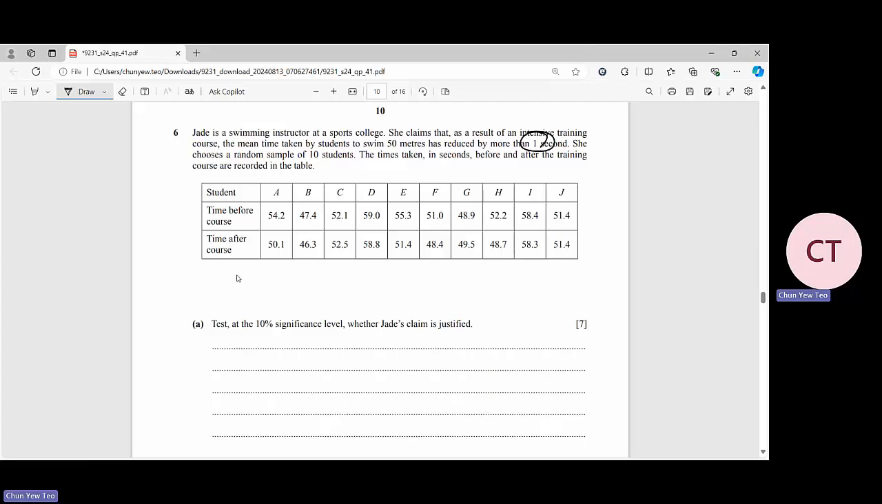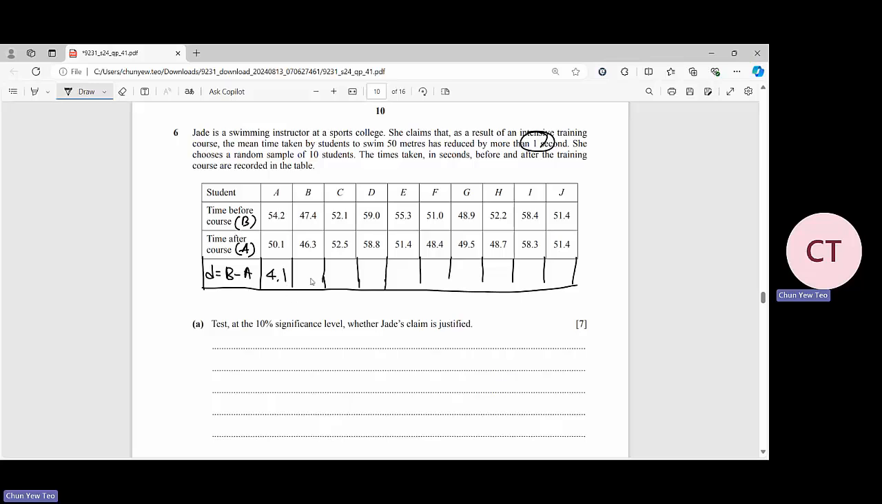We consider before as B, after as A. So we want B minus A to be more than 1. It should be before, because before the time will be longer, right? So we want B minus A more than 1. Since I have the space over here, I just need to extend my table by one more row to save time. I just want to find the difference, which is B minus A.